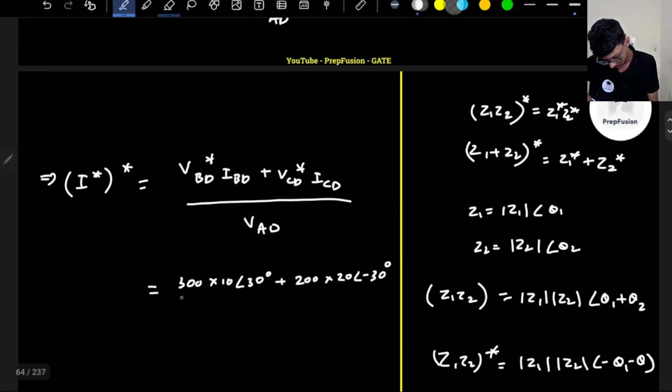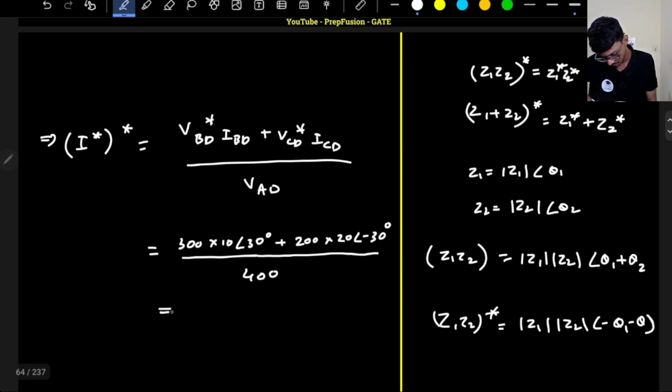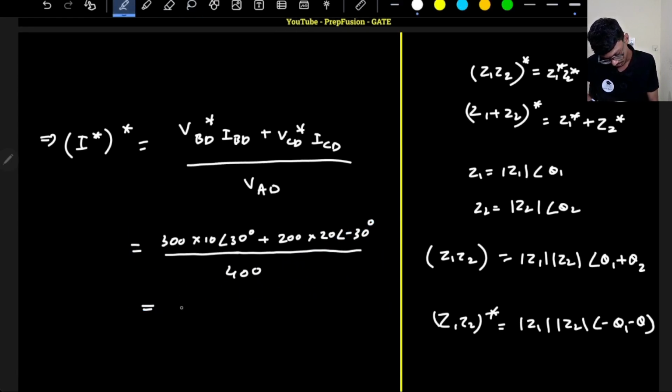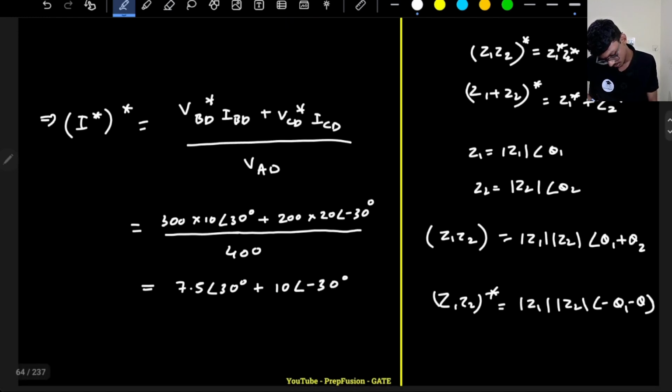So this will be VAD, which is the 400 volts. Correct? So this will be 7.5 angle 30 degree plus 210 angle minus 30. So 1 by 210, this is my I.